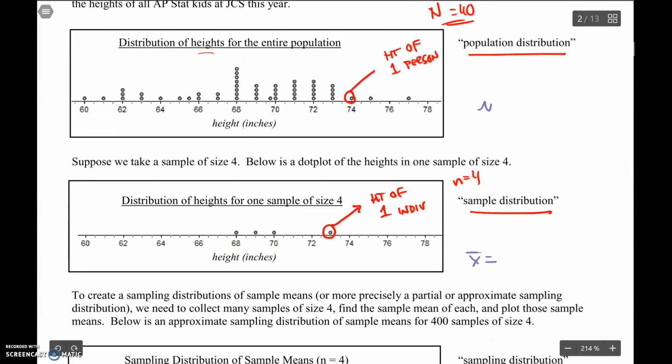And there is a true mean here. I don't know what the true mean is. It looks like it might be, if I did the mean of this distribution, since it's the population, that would be mu.